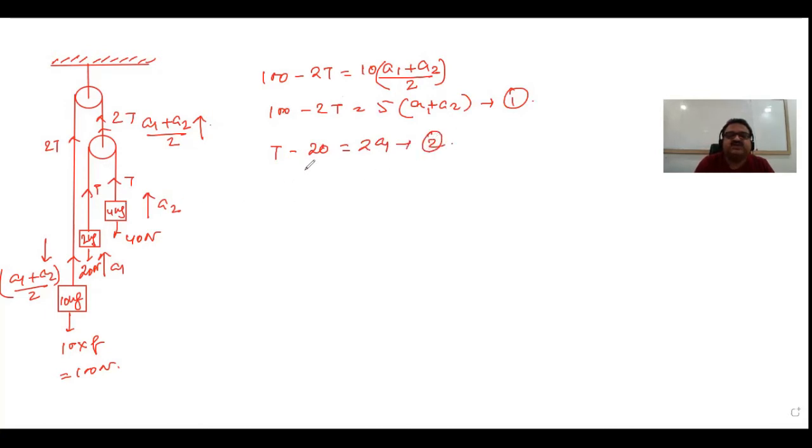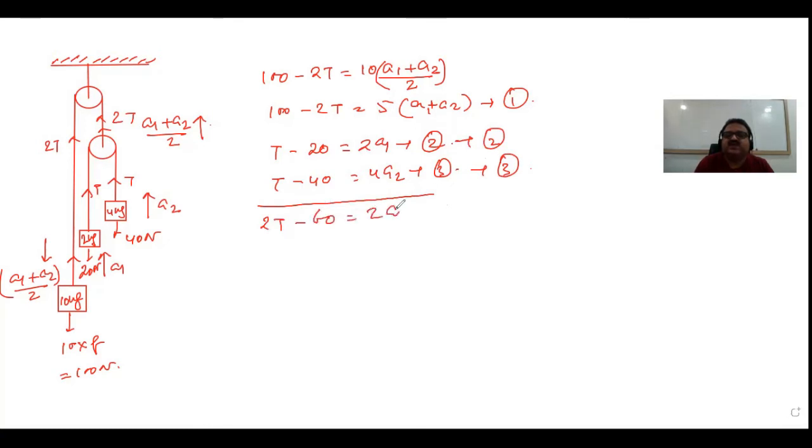And for this mass, it is T minus 40 is equal to 4 into A2. Now we need to find out the value of A1, A2, and T. So we can do it very easily. How? Let me do one thing. First, add these two: 2T minus 60 and 2A1 plus 4A2.